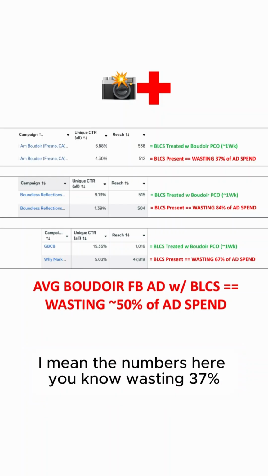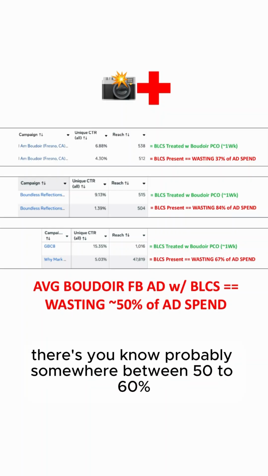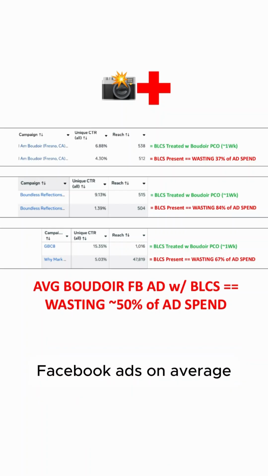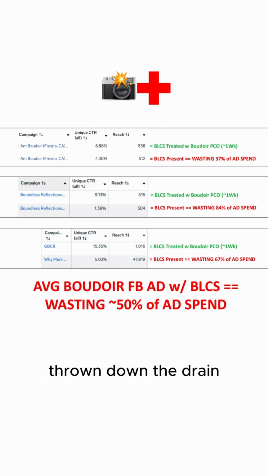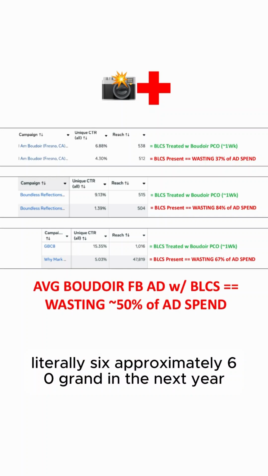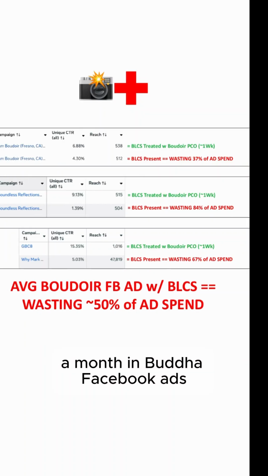The numbers here: wasting 37%, wasting 84%, wasting 67%. That average is probably somewhere between 50 to 60%. So if they're spending 10 grand a month on Boudoir Facebook ads, on average, 5 grand every month is being wasted, thrown down the drain. And we can eliminate that and save them approximately 60 grand in the next year if they're spending at least 10 grand a month in Boudoir Facebook ads.